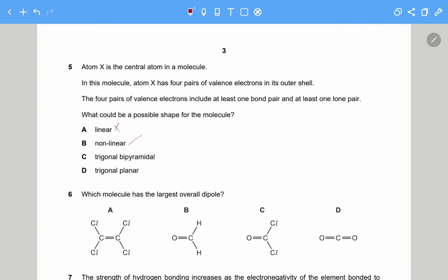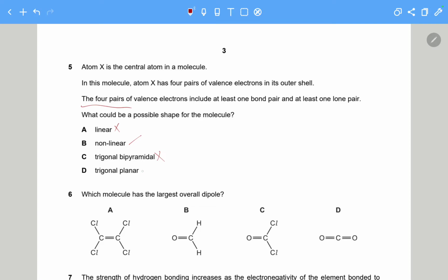Trigonal bipyramidal actually needs 5 pairs of electrons around the central atom, and the question says there are only 4 pairs of electrons in the valence shell of the central atom. So trigonal bipyramidal cannot be the case. And trigonal planar has 3 bond pairs and 1 lone pair, which means the molecule will be like NH3, and therefore trigonal planar.